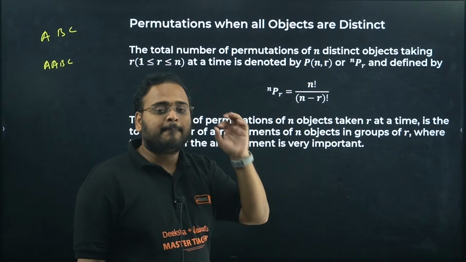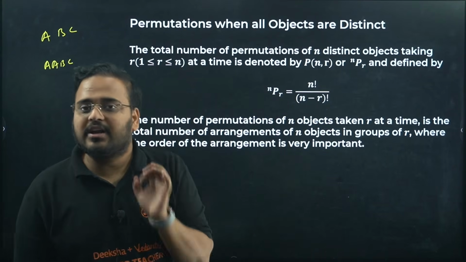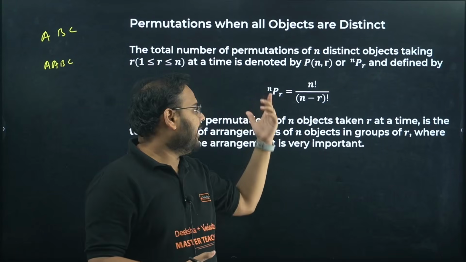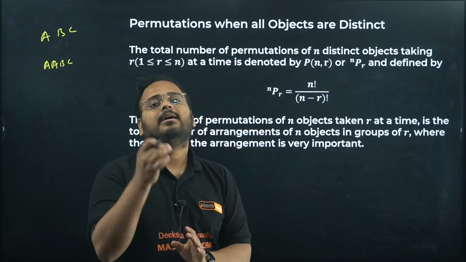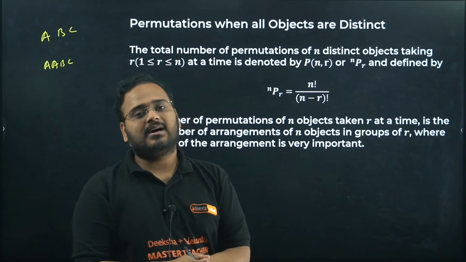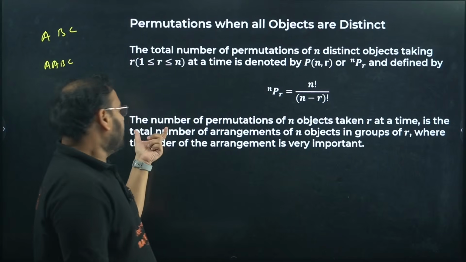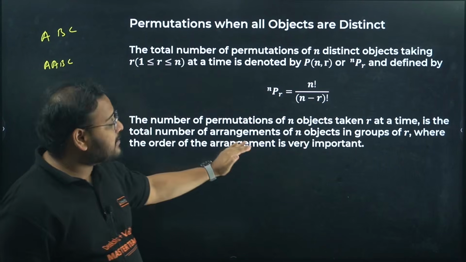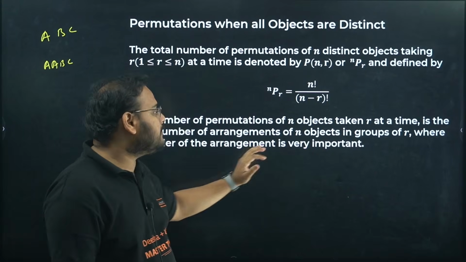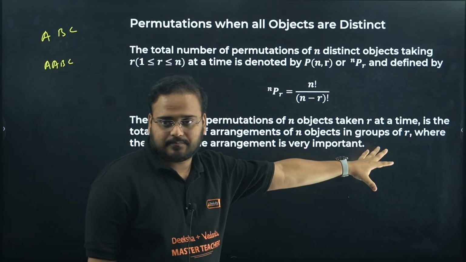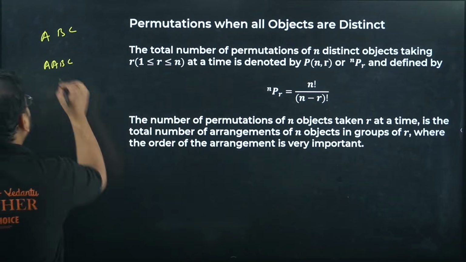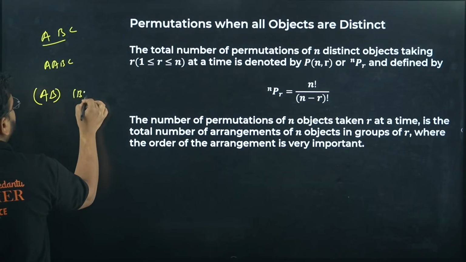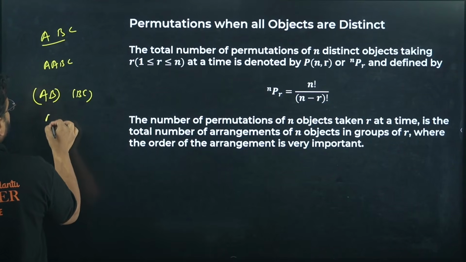I'll repeat again. The total number of permutations or arrangements, taking r at a time out of n, is given by nPr, and the result for that is n factorial upon (n minus r) factorial. Again, the number of permutations of n objects taken r at a time is the total number of arrangements of n objects in groups of r. If I want to take 2 at a time, what happens over here, sir? Taking 2 at a time, I can take AB, I can take BC, I can take AC.